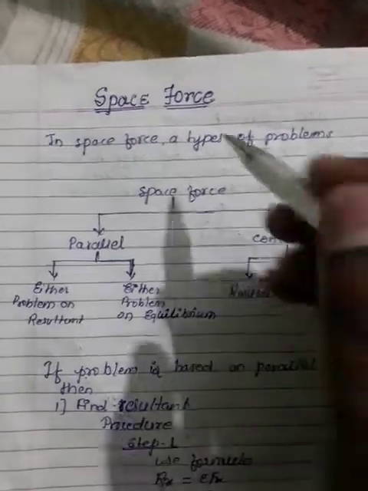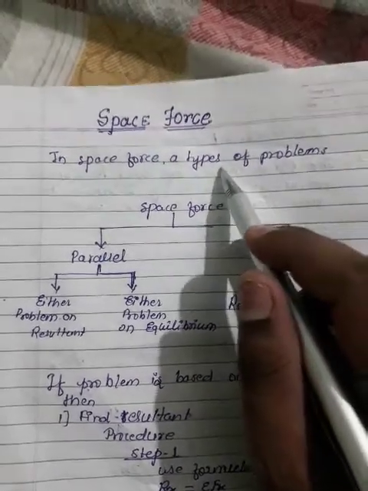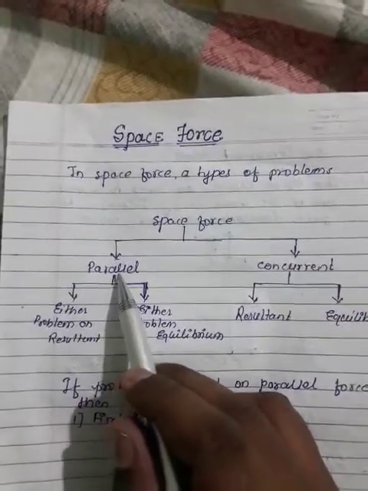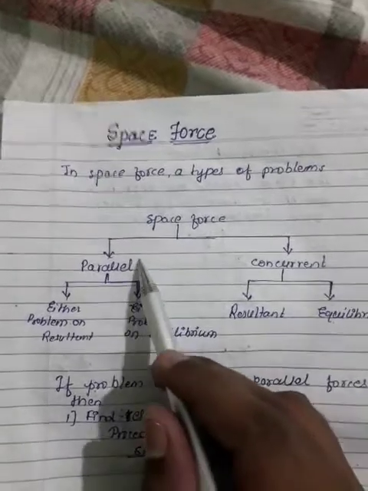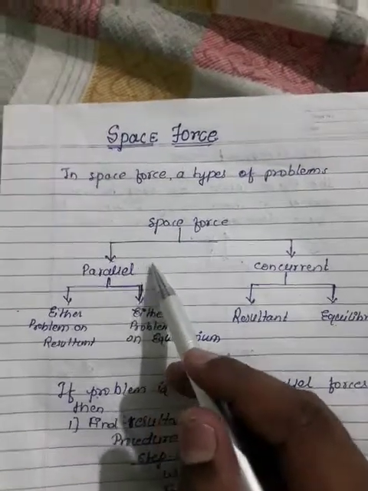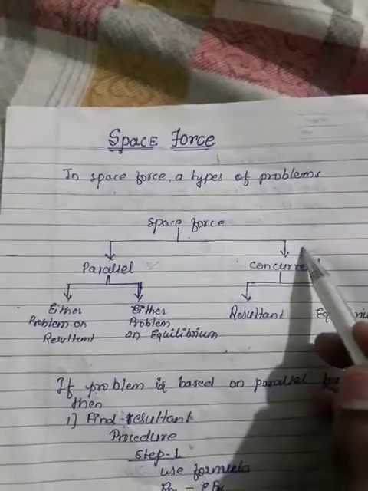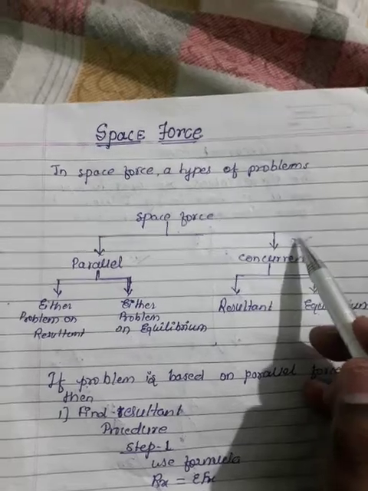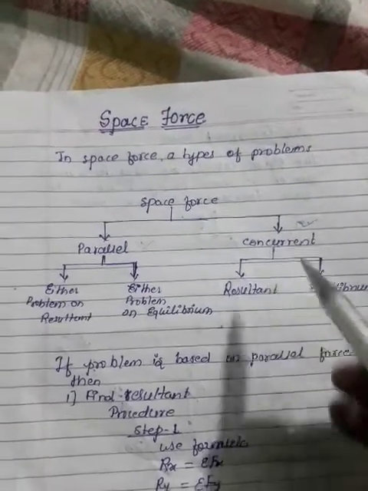If we come across a space force system, there are two types of problem. One is the parallel space force system and another is the concurrent force system. In a parallel space force system, the forces are in parallel direction. In a concurrent space force system, all the forces are passing through one point. Because of that, it is called a concurrent space force system.